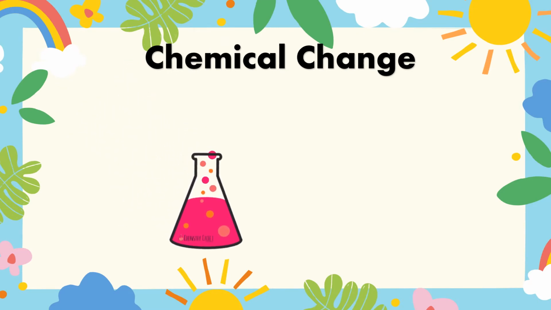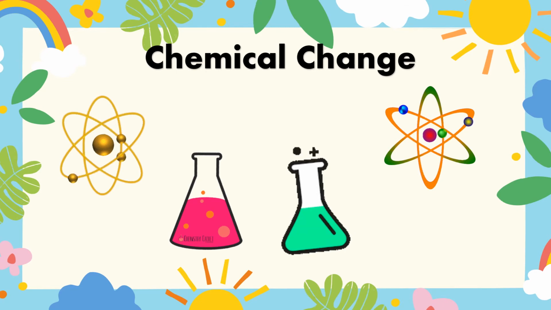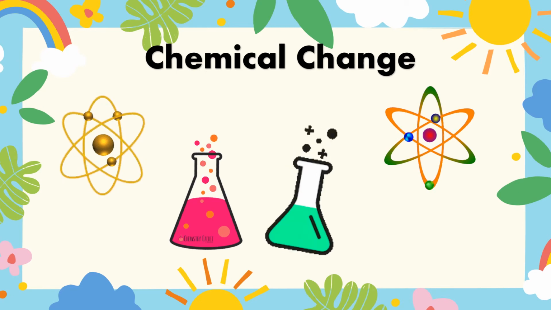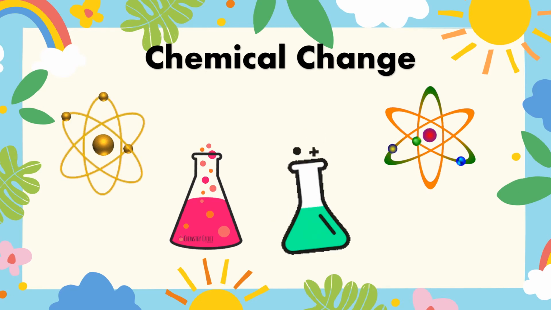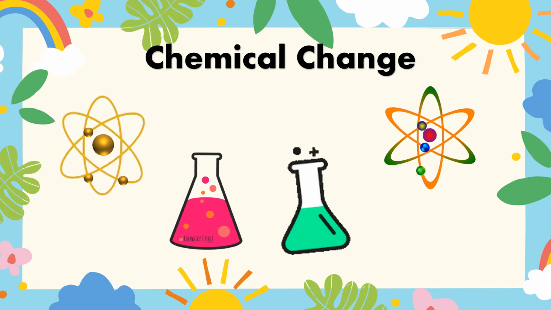Now let's talk about chemical change. Chemical change, on the other hand, creates a new substance. It involves breaking or making new chemical bonds between the atoms. Chemical change leaves behind clues or indicators of a chemical change.